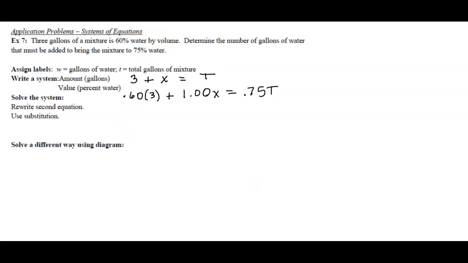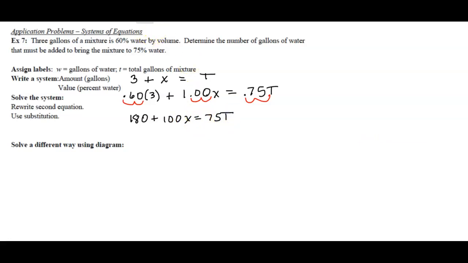Now, a lot of times we don't like decimals in these problems, so you can actually move these decimals out by multiplying by 100. Okay, so now let's go ahead and multiply this second equation. So we have 60 times 3, which is 180, plus 100x is equal to 75t.